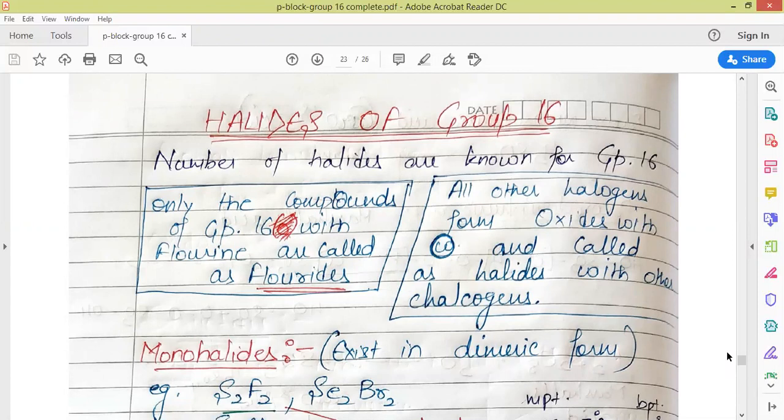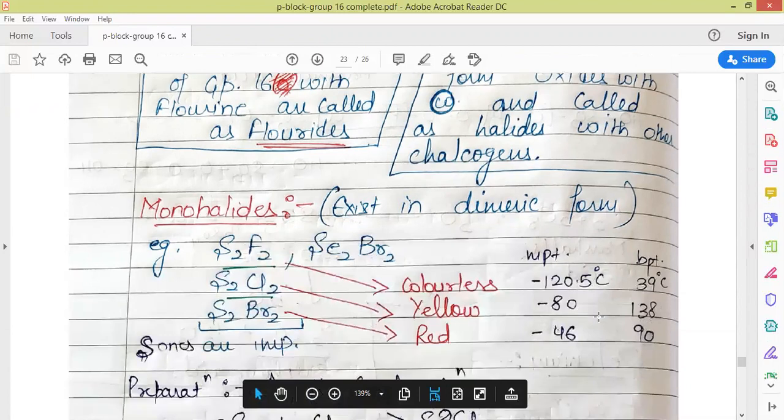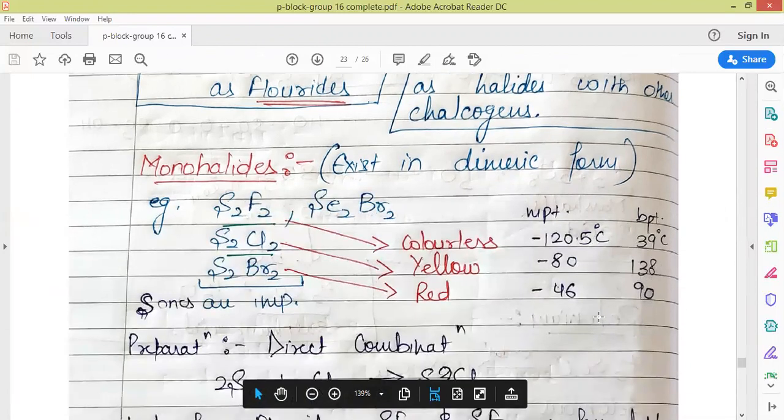This is because fluorine is more electronegative in comparison to oxygen, but oxygen is the second most electronegative element. So whenever there are compounds of oxygen and fluorine, those are called fluorides, while the compounds of oxygen with the other halogens are called oxides, and the rest of the compounds are called halides only. So this is an interesting point while naming these compounds.